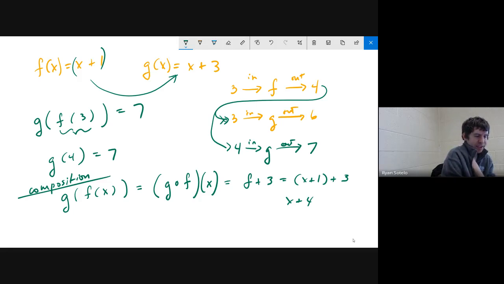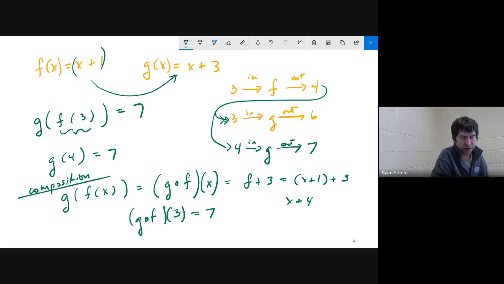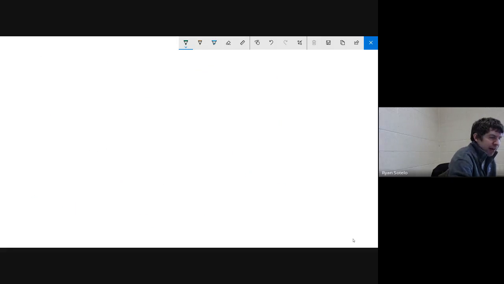And you can see if I did that composition and then I plugged in, well, what's g of f at 3? We already did that. It was 7. But if you did this as an expression, you do 3 plus 4 and you get 7. So it works out the same. You can do that with a graph and with a table.